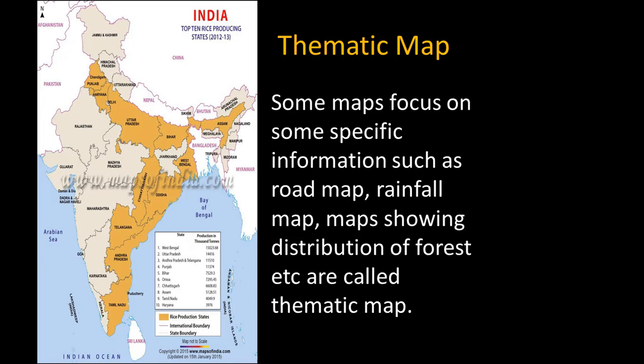Political map. These maps show cities, towns, villages and different countries of the world and their states with their boundaries. The third one is thematic map. Some maps focus on specific information such as the road map, rainfall, the map showing distribution of forest, population, vegetation, climate, transportation, etc. They are called thematic maps. A suitable title is given on the basis of the information that is provided by these maps.